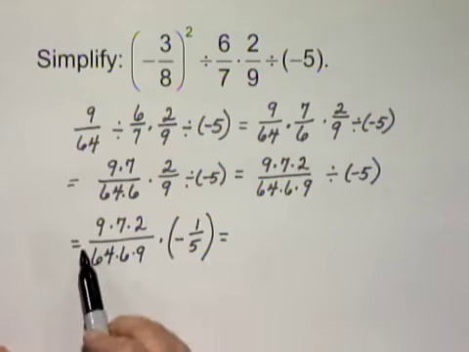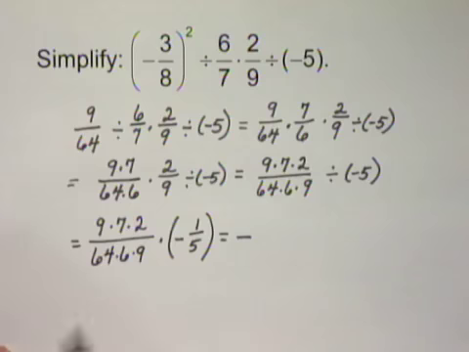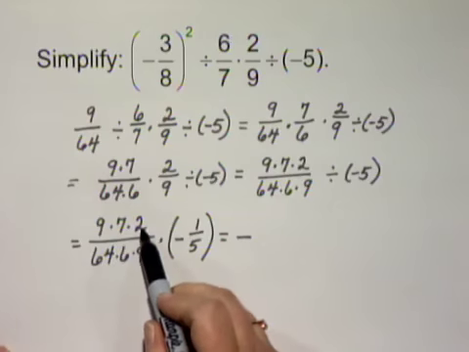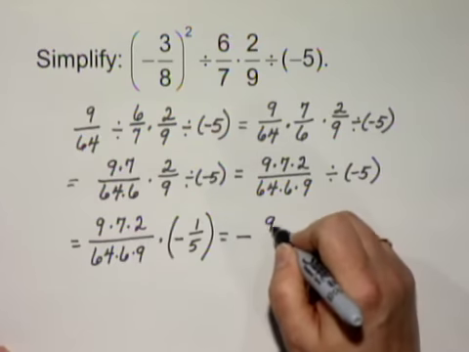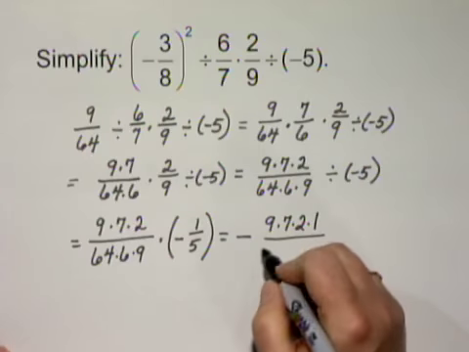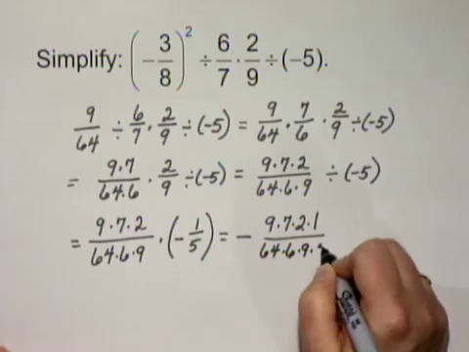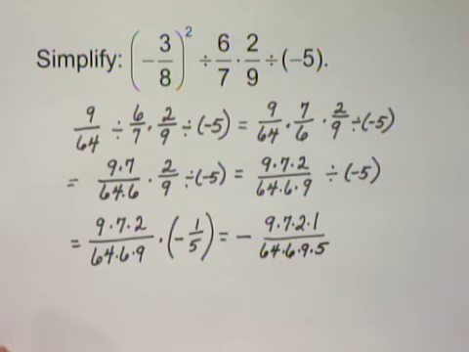I'm multiplying a positive number times a negative number. My product will be negative. In the numerator, I have 9 times 7 times 2 times 1. In the denominator, I have 64 times 6 times 9 times 5. And now I'm ready to see if there's any factors in common.